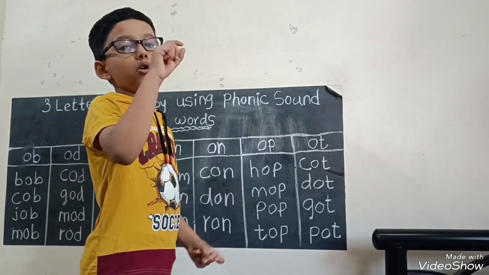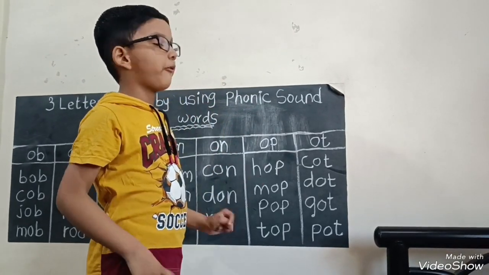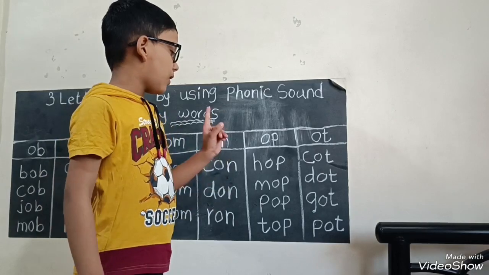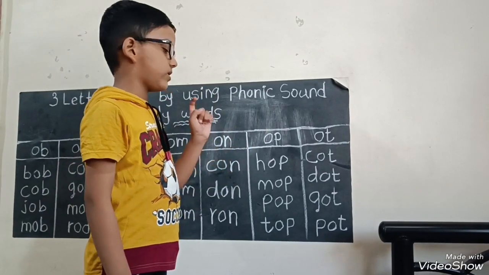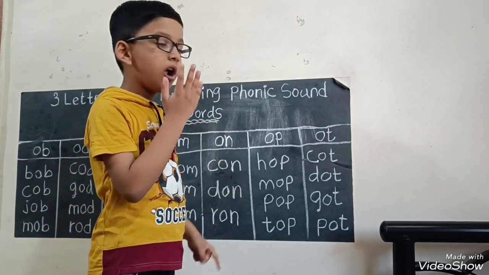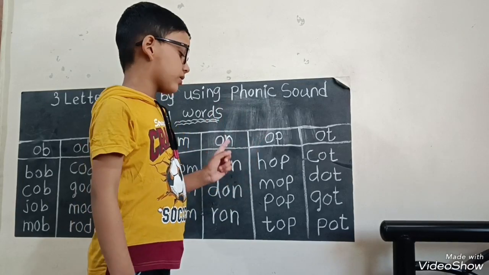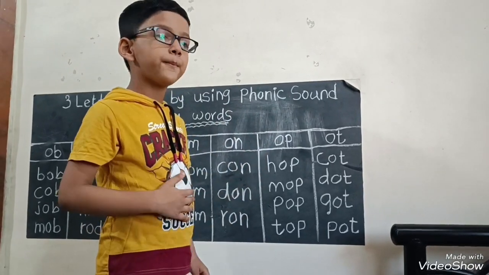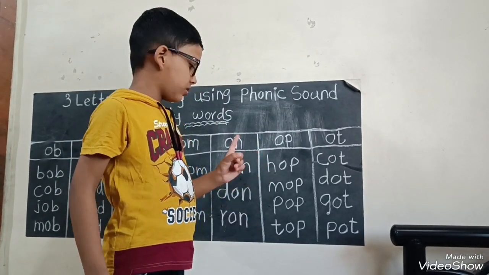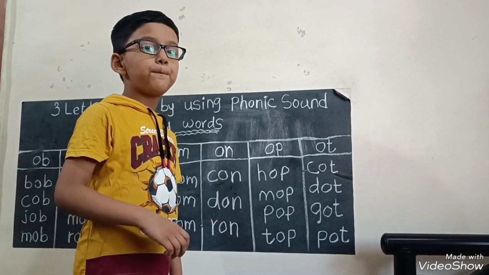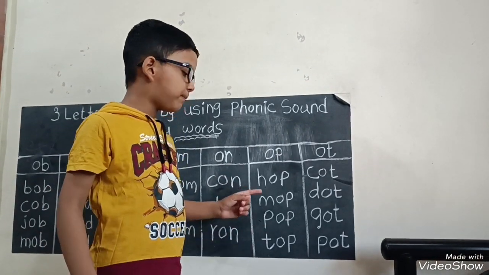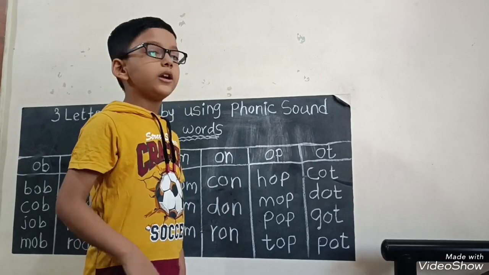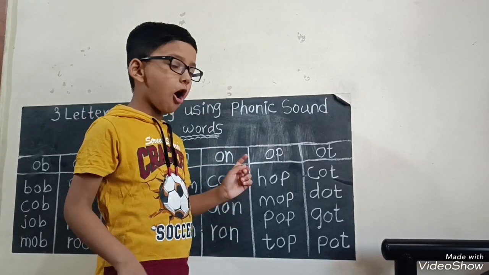Now second last is OP ending words. Sound of O. O. Sound of P. P. Op. Like this. Sound of H. Hop. Sound of M. Mop. Sound of P. P. Pop. Sound of T. T. Top.